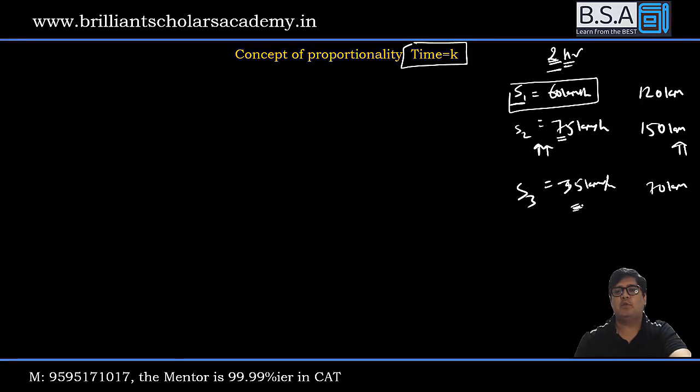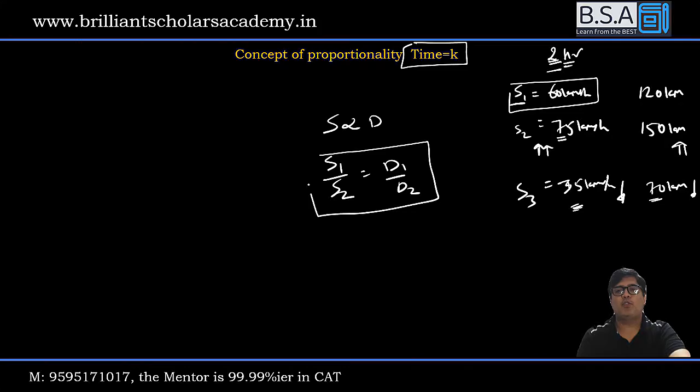Time into speed is equal to distance. So lower speed means lower distance. Here, they are both increasing, decreasing together. So we say speed is proportional to distance. S1 by S2 is equal to D1 by D2. This is called a proportion. You remember proportion.